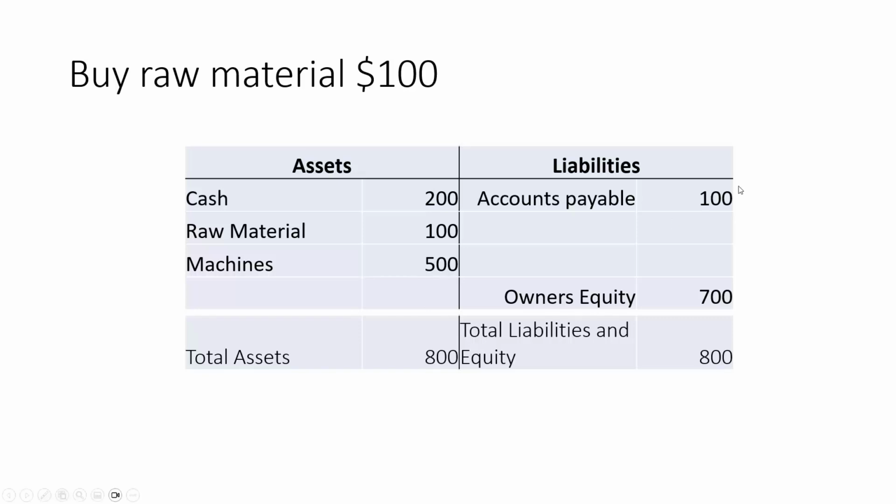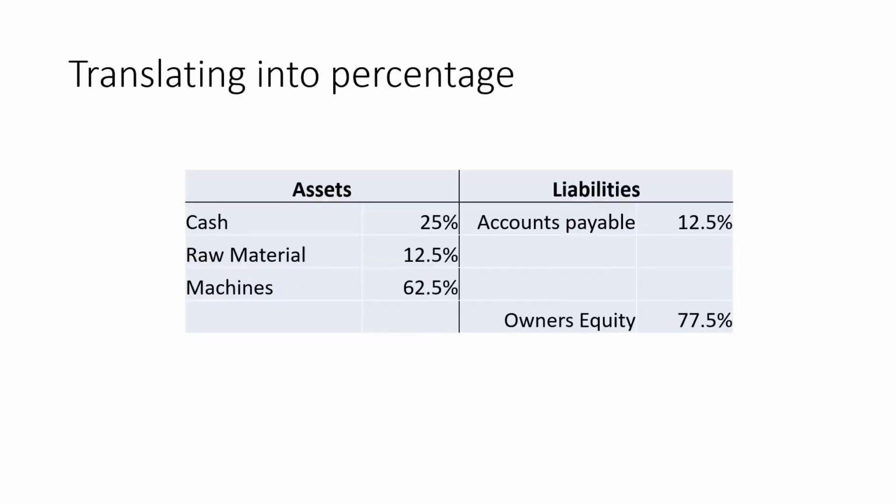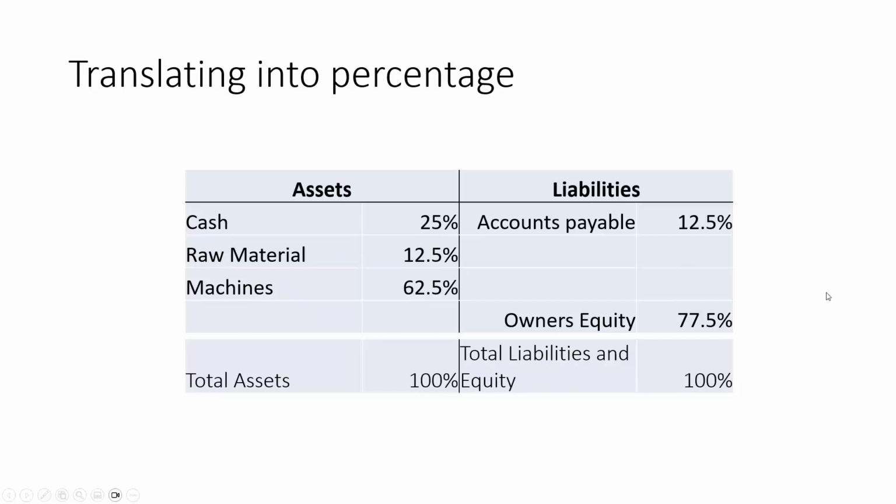On the liability side, accounts payable will be 12.5%, and 700 divided by 800 times 100 would be 87.5%. I said 77.5% earlier, but that was a typo. It should be 87.5%, and that makes it 100%. So that is the advantage of seeing a common size balance sheet.